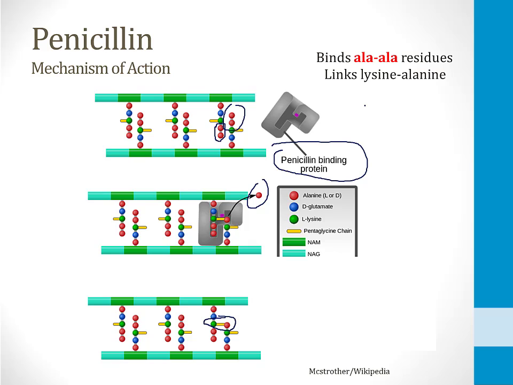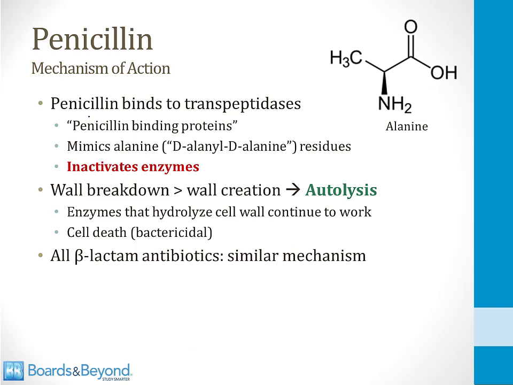So the key points I've highlighted at the top of the screen, these are what you want to remember about the mechanism of action of these transpeptidases, and the way they work is that they bind alanine residues and they link lysine to alanine residues to cross-link the cell wall. Once you understand that, it's very easy to understand how penicillin works. It binds to transpeptidase enzymes. As I told you before, these enzymes are also called penicillin binding proteins.